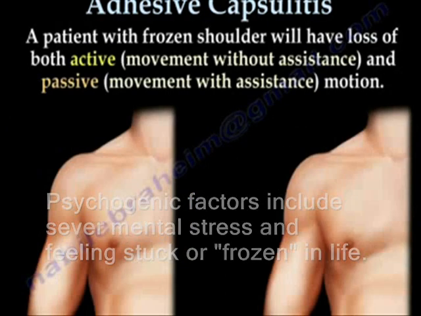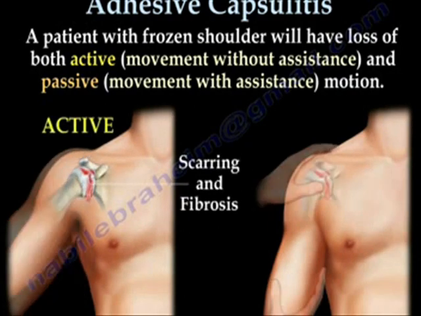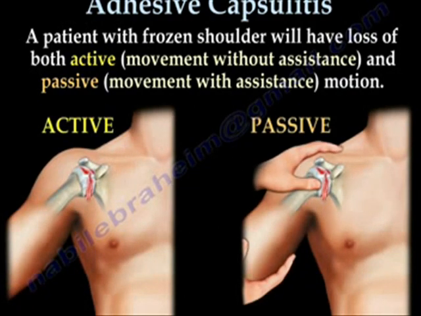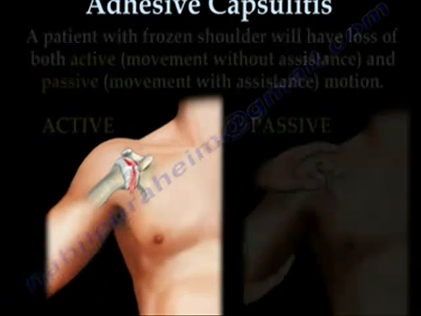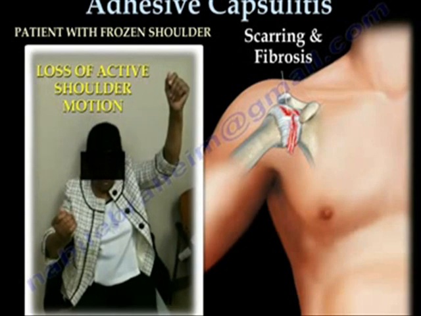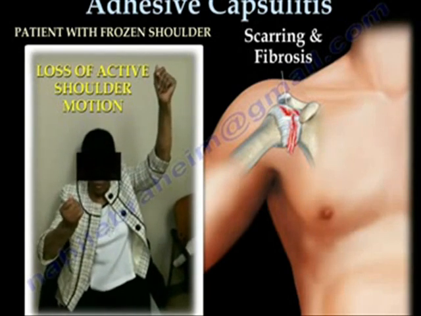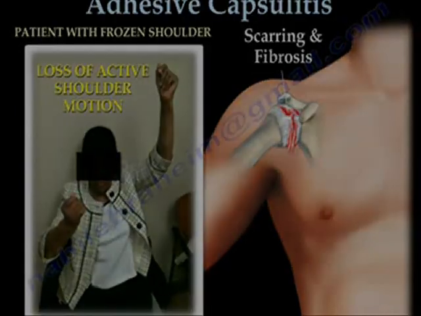A patient with frozen shoulder will have loss of both active and passive motion. With the scarring and the fibrosis, the patient will have a frozen shoulder and lose the active shoulder motion.